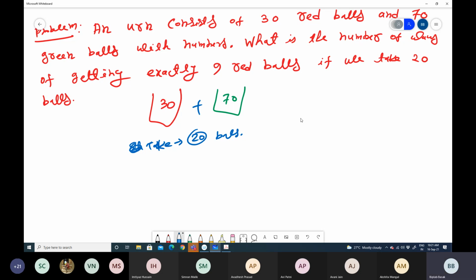But when we choose 20 balls and among them 9 are red, that means that order does not matter. That means you can get R1, R2. You can take it as a set, right? Order does not matter. So what we are asking is: choose 20 balls so that there will be 9 red balls. What is the number of ways, or number of possibilities, of choosing this?